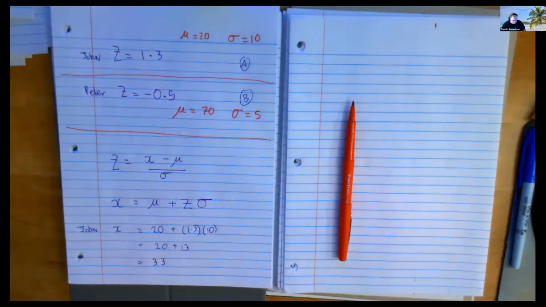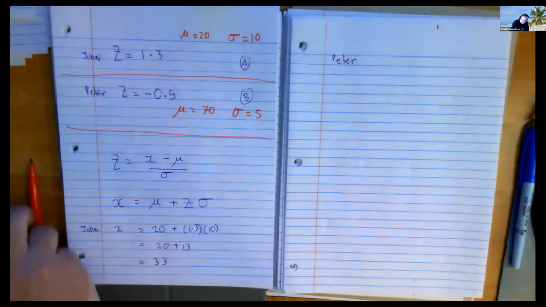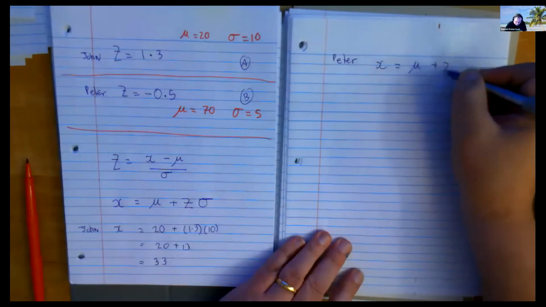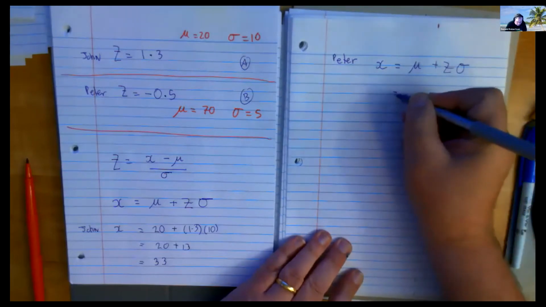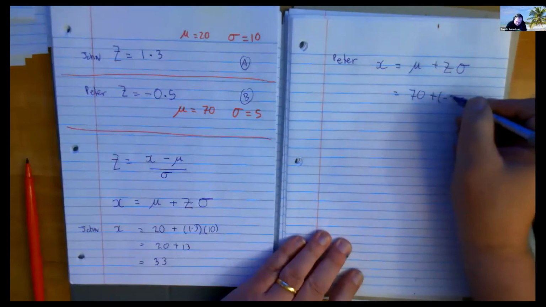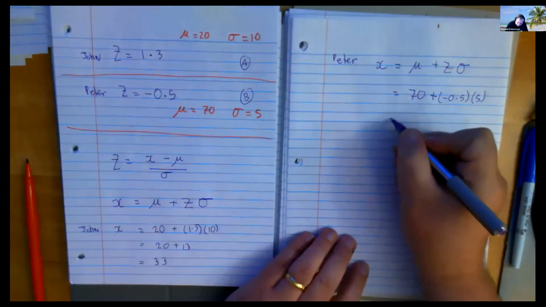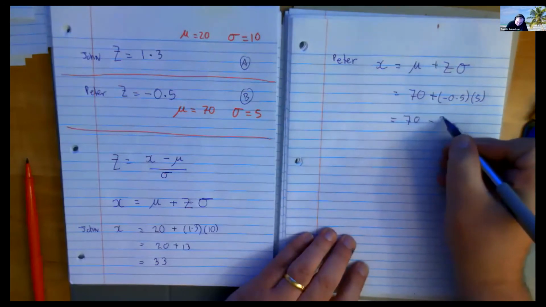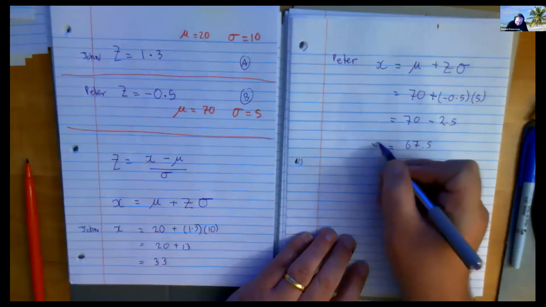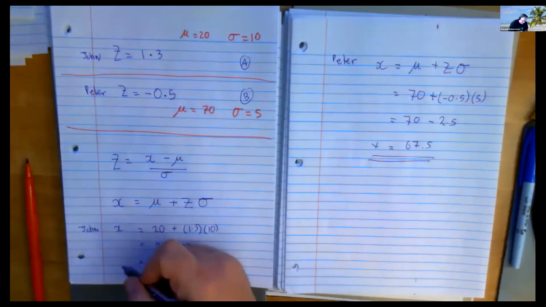Okay? Now, what about his friend Peter? Well, his raw data, his x, is also mu plus z sigma, but mu in his case was 70. His z-score was negative 0.5 and the sigma was 5. So it's 70 take away 2.5, and that's 67.5. So evidently in this class you can get 0.5s. Is that surprising?